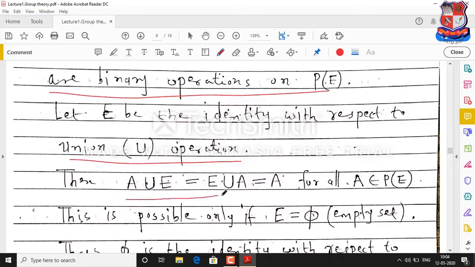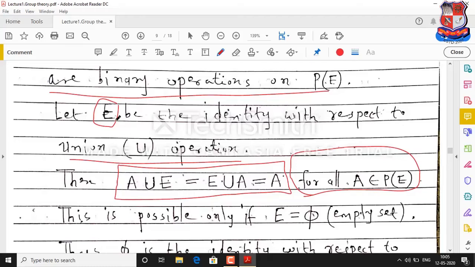Then by definition I must have A union E equal to E union A equal to A, for all A belongs to the power set of E. Instead of this capital E, I could have used another notation because we have used capital E earlier, but it is fine. Instead of capital E, you can use some other notation also.